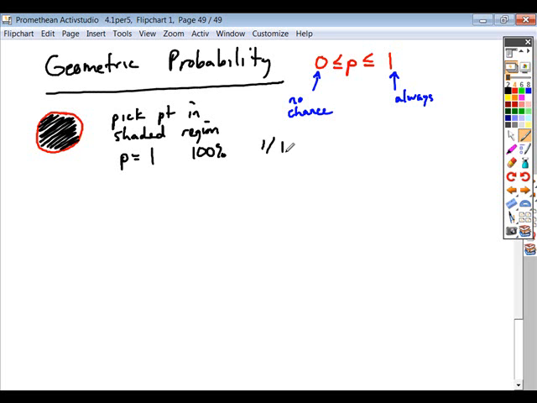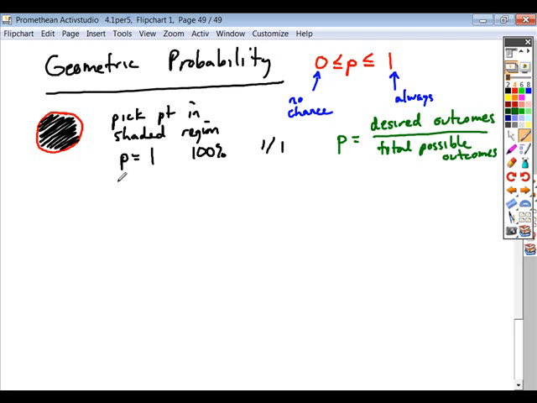Okay. When you're looking at geometric probability, the actual calculation itself is a fraction of the desired outcome, or outcomes, over the total possible outcomes. So on this one here, the mathematical calculation is, assuming you have this circle, the desired outcome is the shaded region, pi r squared. The total possible outcomes is the entire circle encircled in red, which also is pi r squared. And so this all cancels to give you a 1.